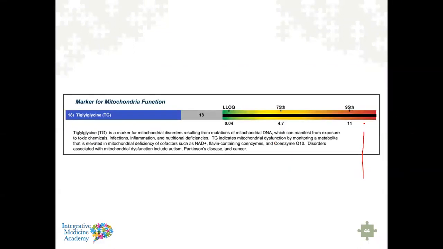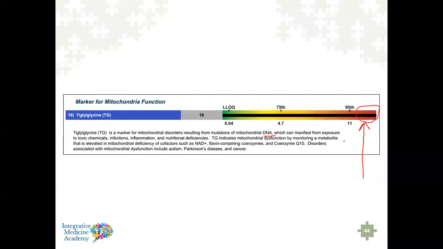What is very curious is this last marker called Ti-glycine. Ti-glycine is a marker of mitochondrial damage, typically at the DNA level. Now, one of the things that's always difficult to know with any of these tests is how long have these markers been present, right? Particularly if this is just the first go around. I have no idea how long this Ti-glycine has been present. It could be caused by infection, inflammation, chemicals, nutritional deficiencies. I think it is a problem.